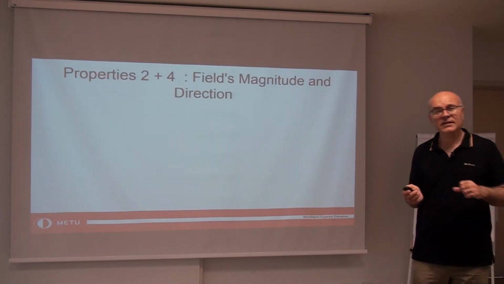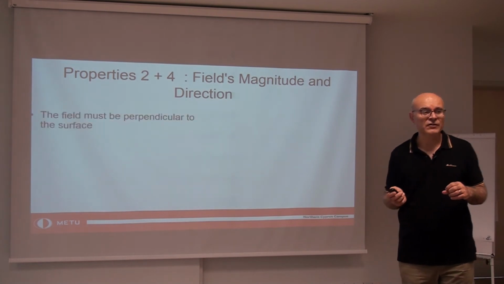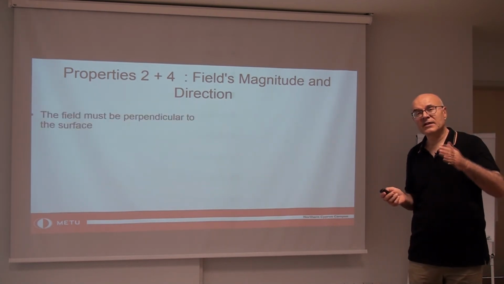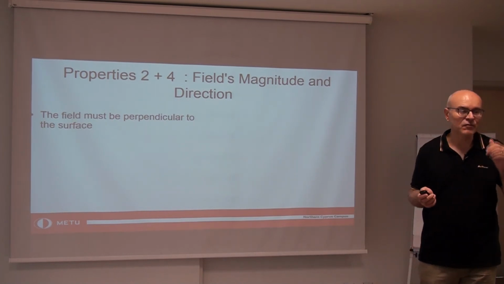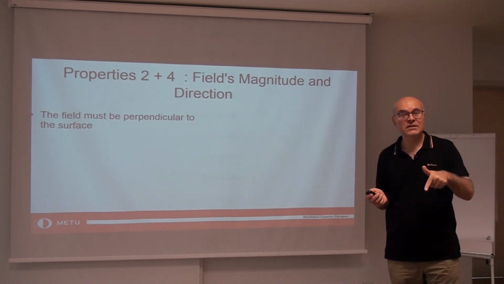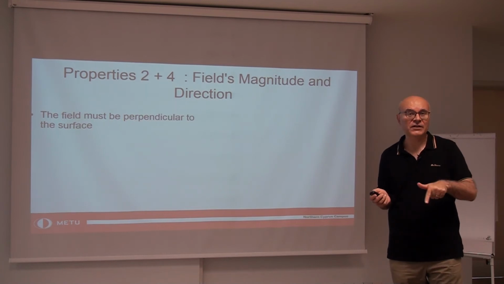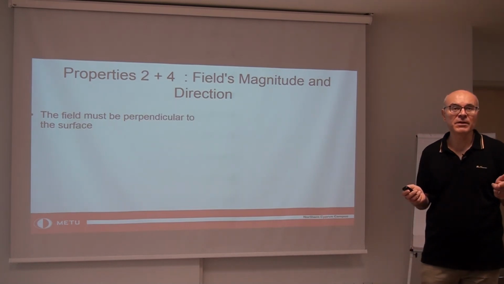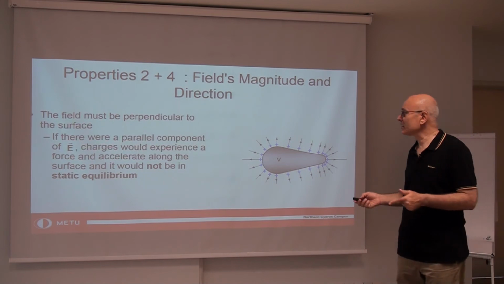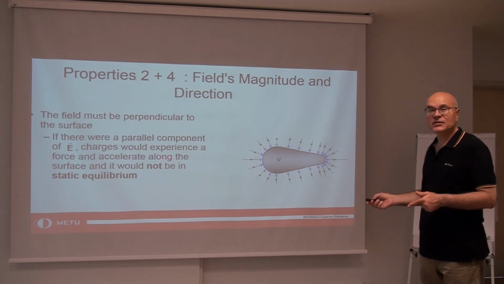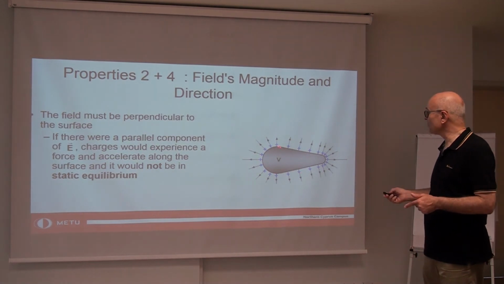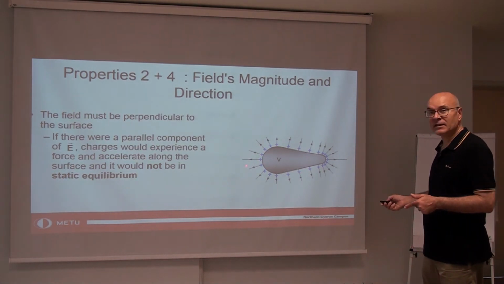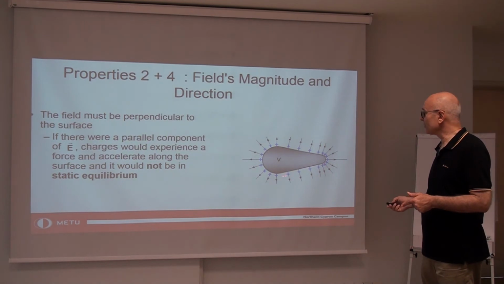Now, the second and fourth properties that we have just discussed is that if there is a field, the field must be perpendicular to the surface. And we will find what is the magnitude of that field. Now, why must the field be perpendicular to the surface? In other words, if this is a charged conductor, it carries a charge. Now, we have seen that this charge should be distributed over the surface of the conductor. There is no charge inside.